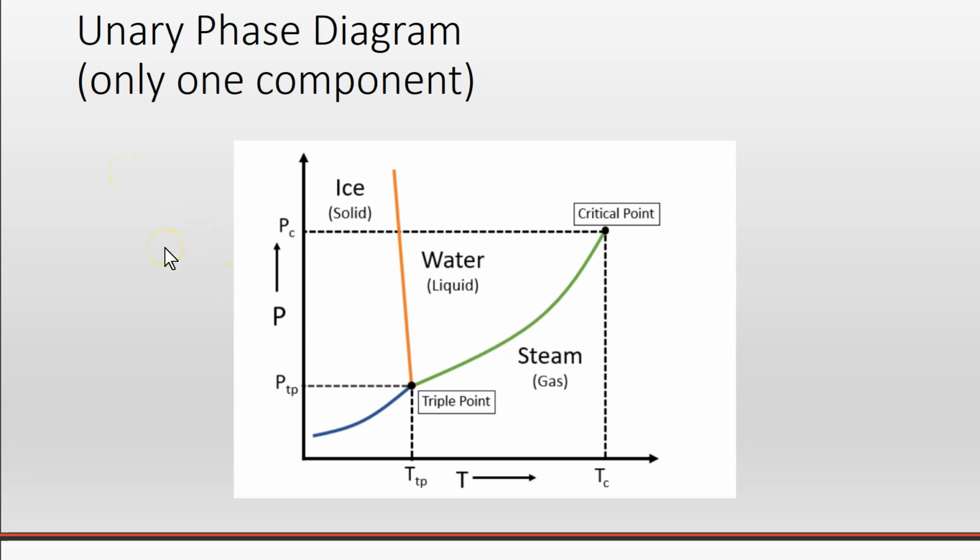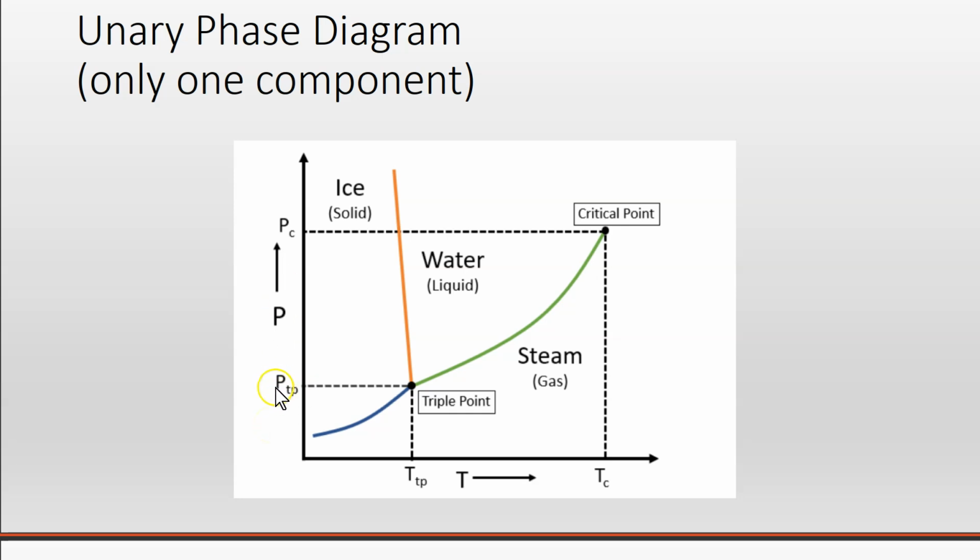We can express the range of temperatures, and in this case pressures, over which a phase can exist using a phase diagram. This is the phase diagram for water, or H2O, and this is a unary phase diagram because it only contains one component, which is the H2O. In such a case, we have the temperature on the bottom scale and pressure on the y-axis.